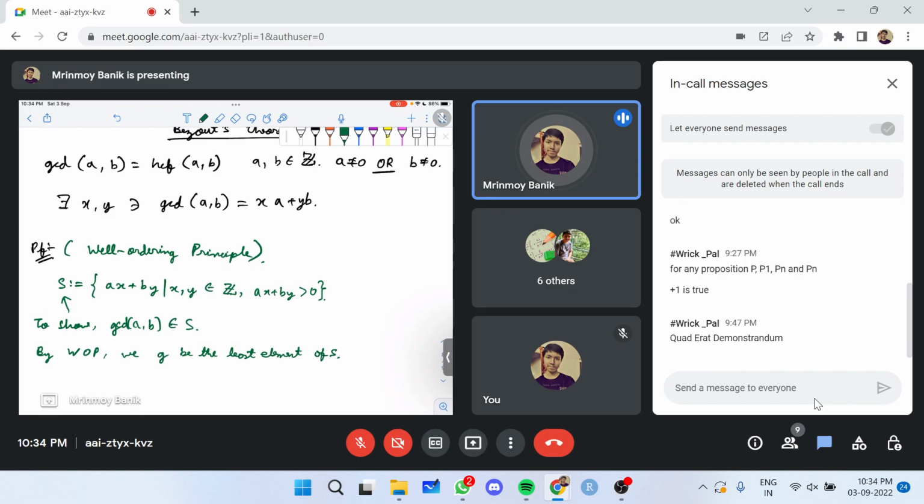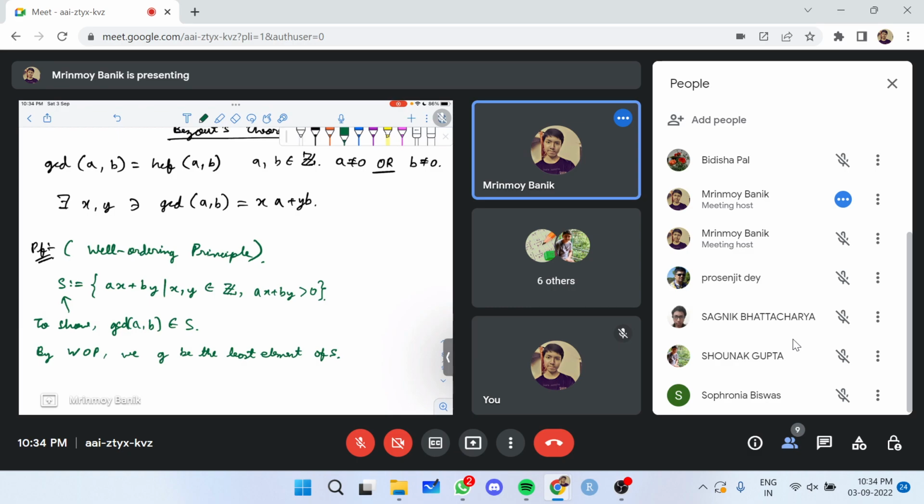So why is S a subset of natural numbers? Can anyone of you point out? Prasenjit, yeah. Can you say why S is a subset of natural numbers?